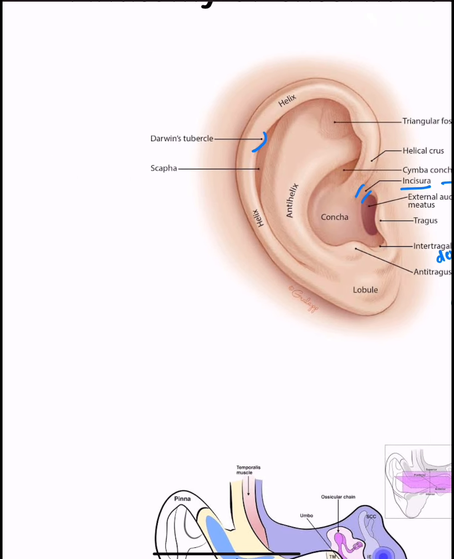This prominence is known as Darwin's tubercle. It is an atavistic feature located at upper 1/3 and lower 2/3 junction.